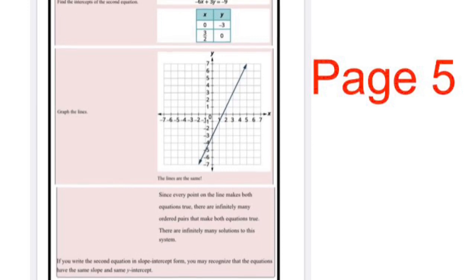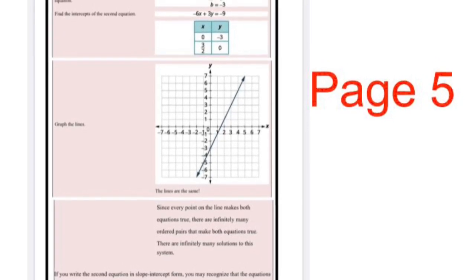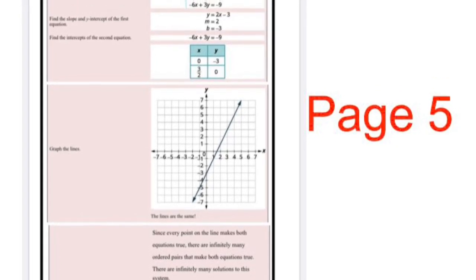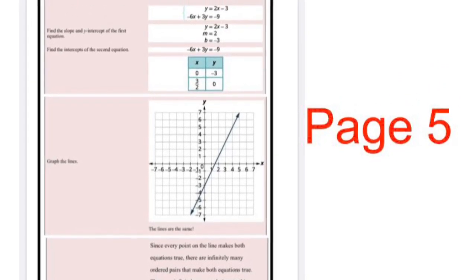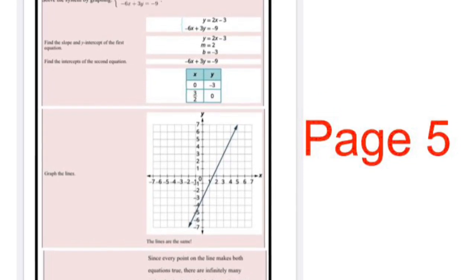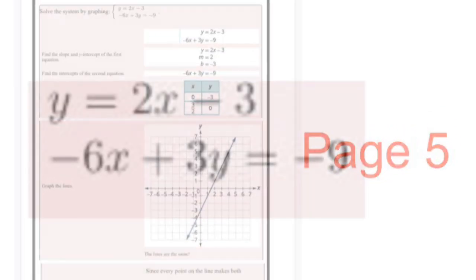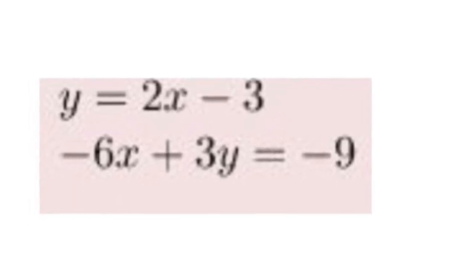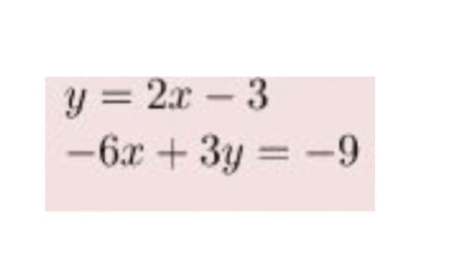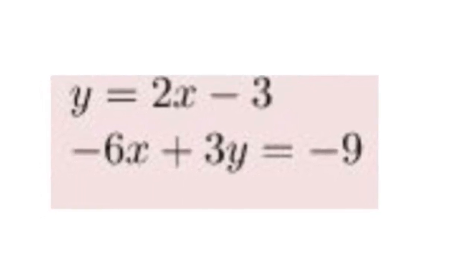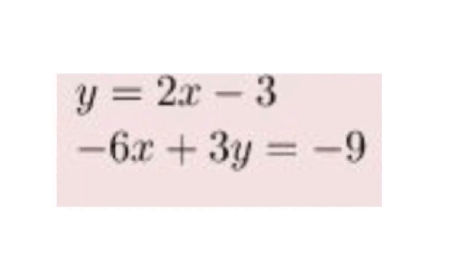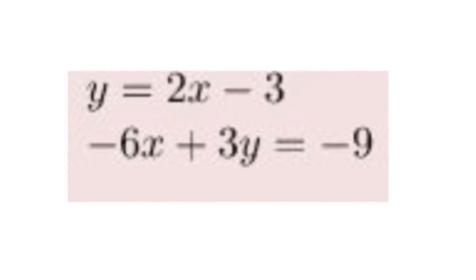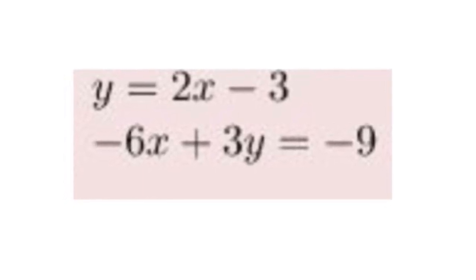So let's look at page 5 now of the workbook together. Again, we are trying to find the solution to the system of equations. That means we're trying to find where the lines intersect. The two equations that we're going to look at first are y is equal to 2x minus 3 and negative 6x plus 3y is equal to negative 9. The first equation is already in form mx plus b, so that's easy to graph. The second equation is not, but we can easily use our intercept method to find the x-intercept and the y-intercept so that we can graph it.